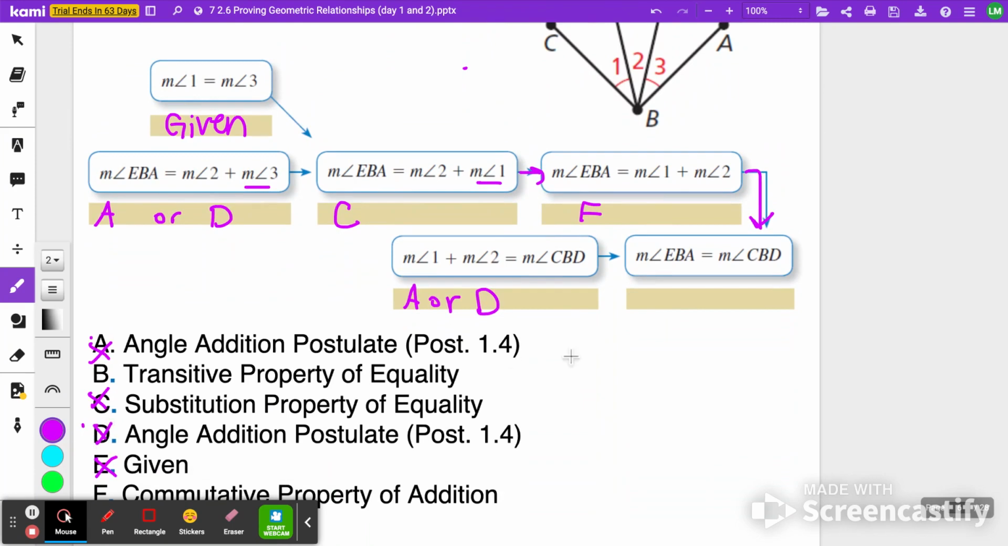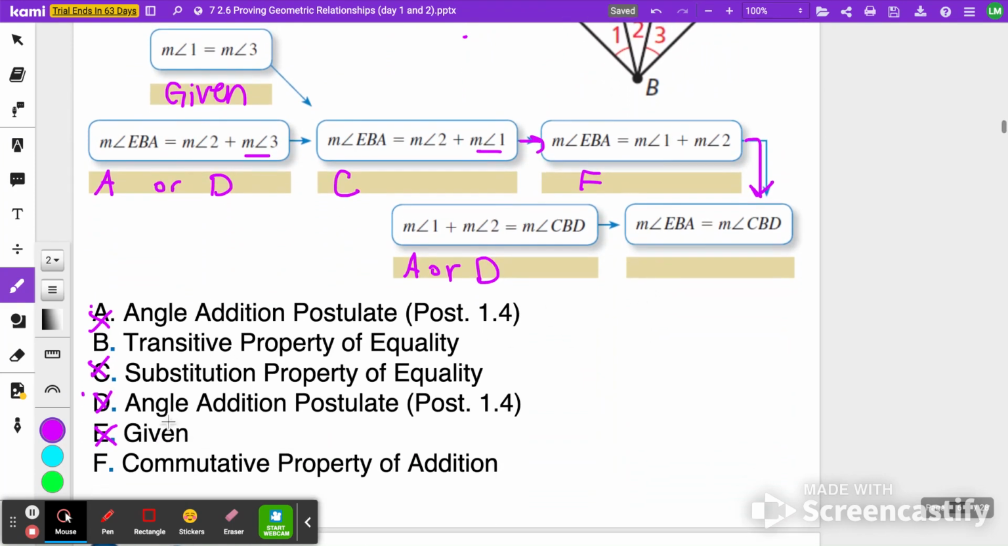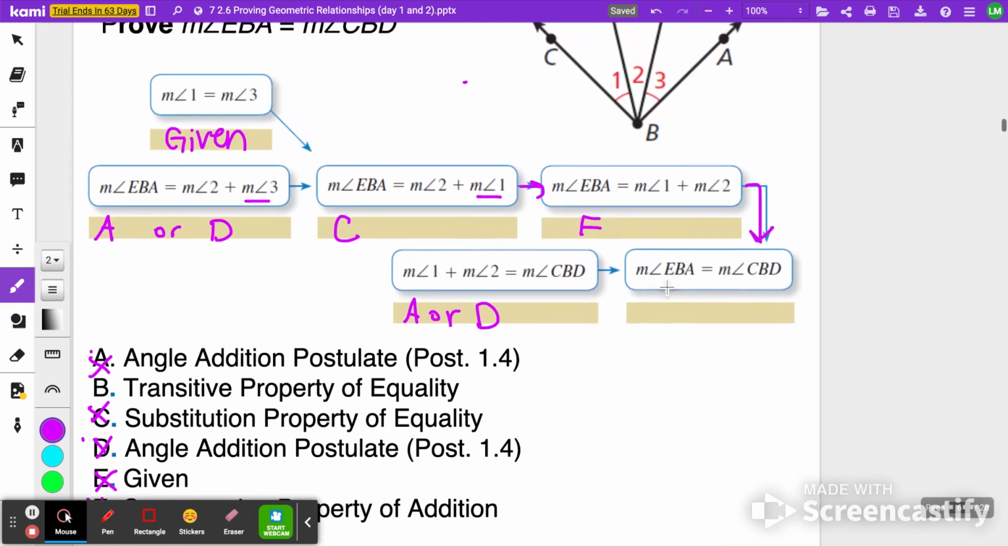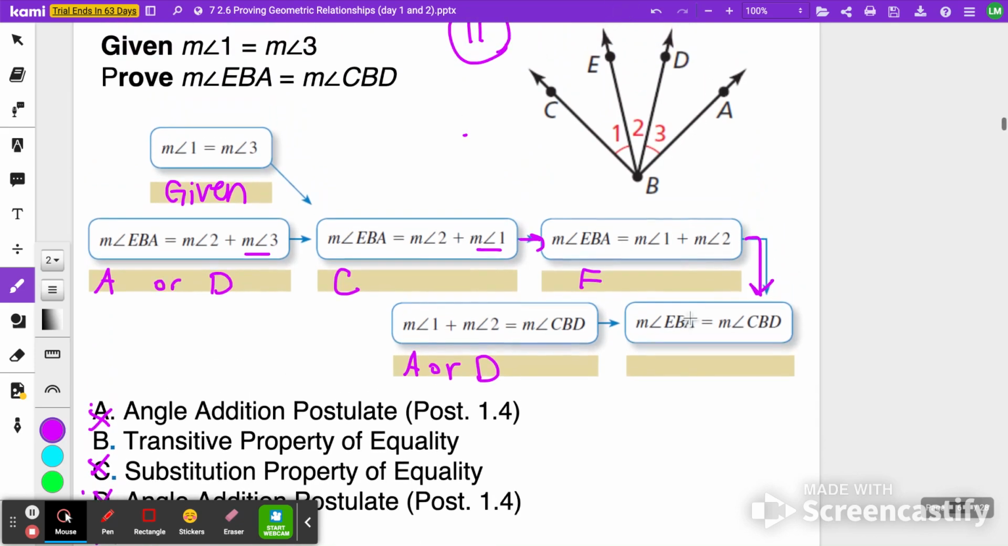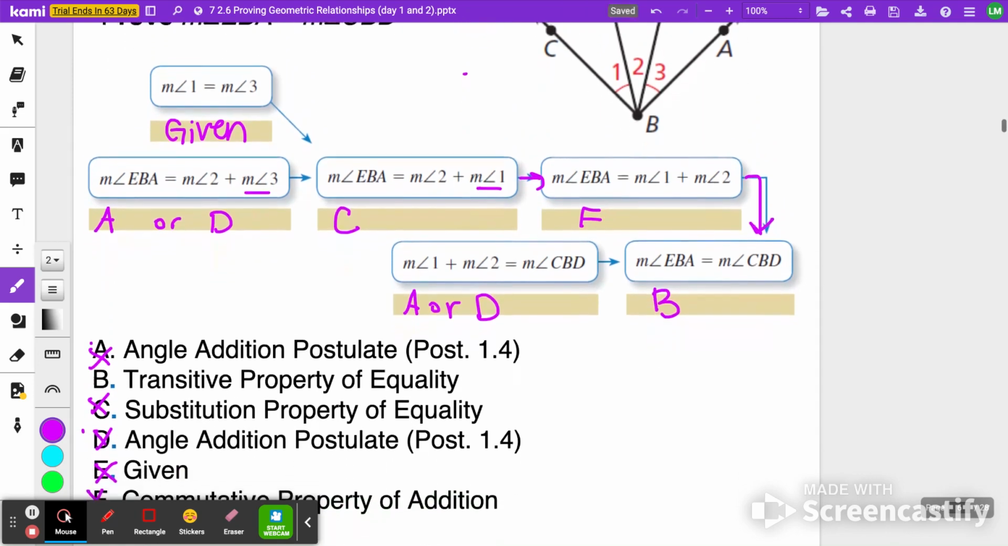So that now we can use the transitive property of equality, because the measure of angle 1 plus the measure of angle 2 is equal to EBA, and EBA is now equal to CBD, because angle 1 plus angle 2 is the same thing as angle 2 plus angle 3. So this one would be option B. Okay, hopefully you did okay here.